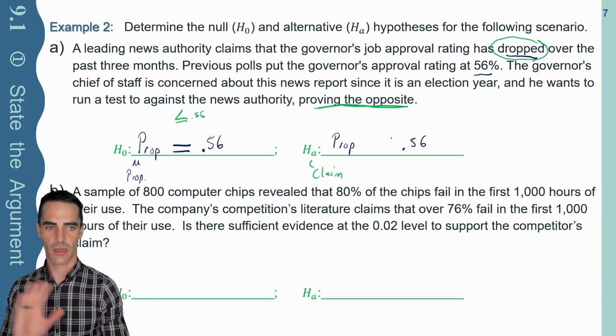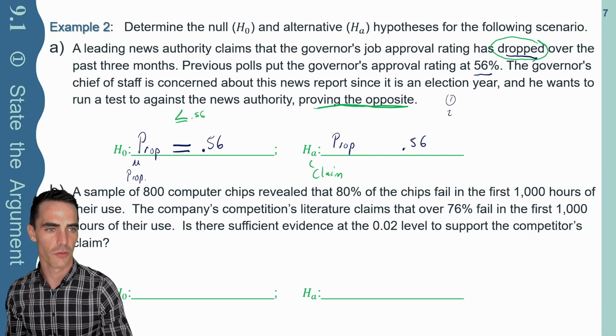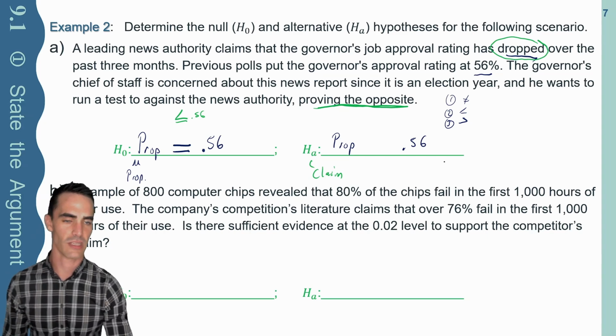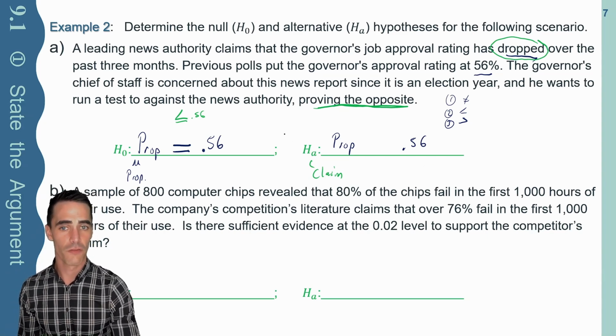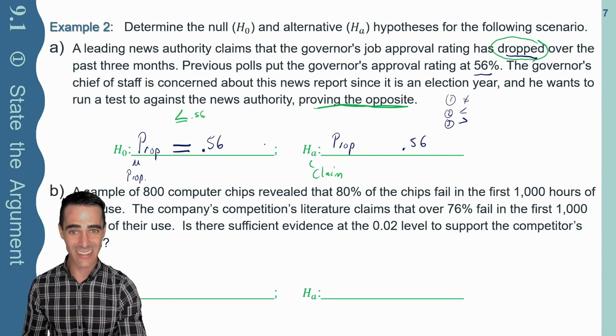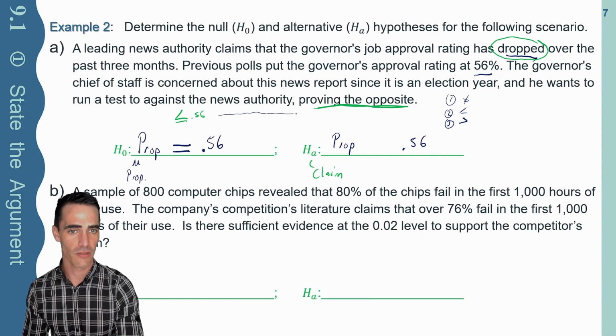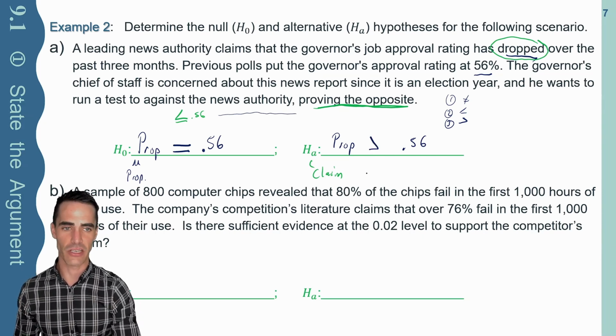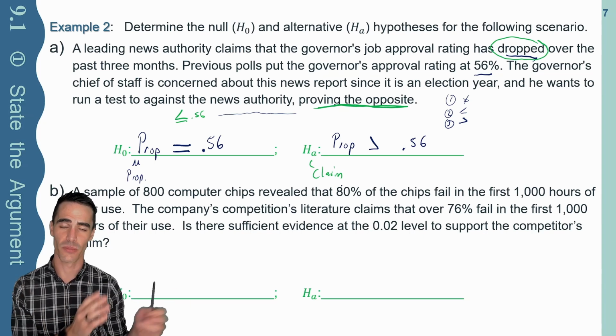Again, that's always the same. And then I'm looking for these 3 different types of changes: not equal to, less than, or greater than. These are the only 3 types of changes I can test for. Well, if they're saying that it's dropped, then I'm trying to prove against that. I want to do the opposite of less than, which will be greater than. And there's the change that we want to show, or at least that's how the argument is going to be set up.